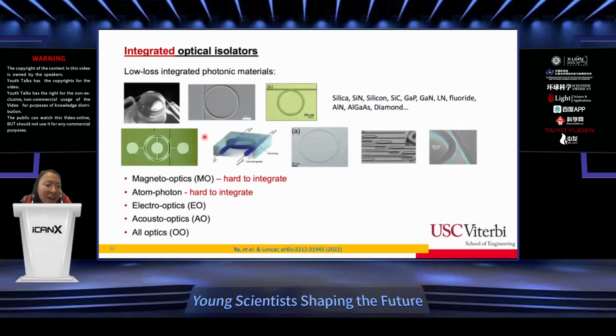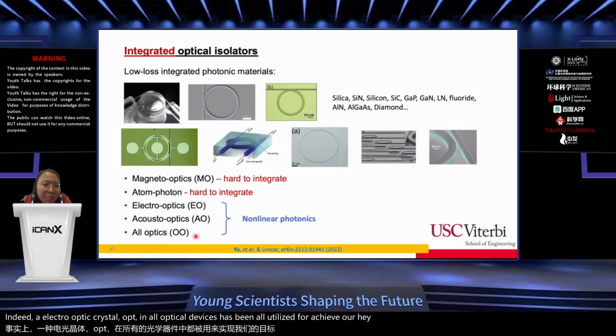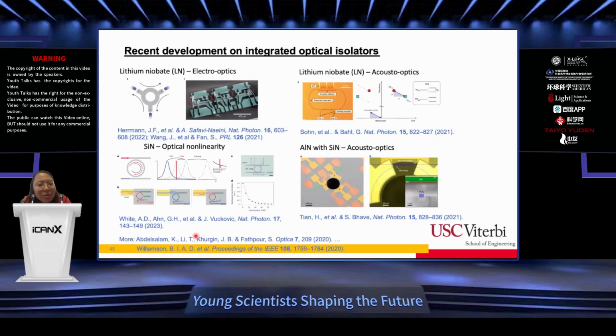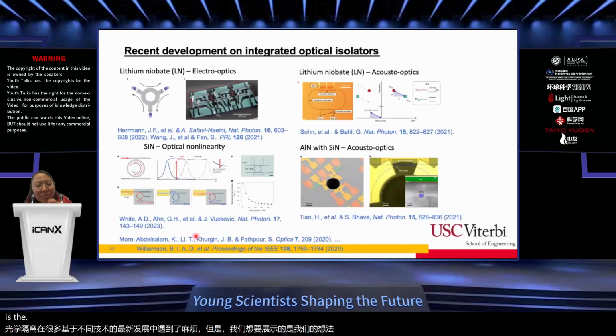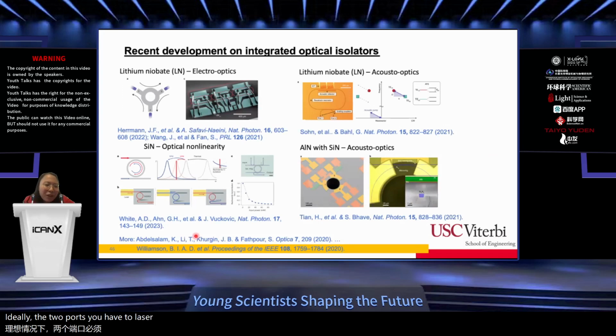Nonlinear optics can play a very important role in building such optical isolators, and indeed electro-optic, acousto-optic, and all-optical devices have all been utilized to achieve high-performance optical isolation on chip. There has been a lot of recent development based on different techniques. But what we want to demonstrate, and what we think is the most ideal optical isolator, is a very, very simple device: ideally just two ports, laser input and laser output, with extremely simple operation, but still offering very high isolation performance.